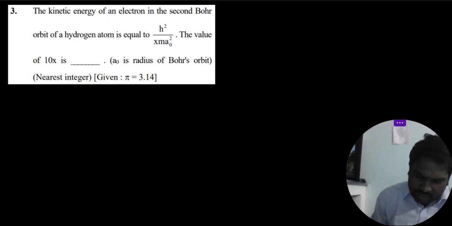Now here a naught is the Bohr's orbit radius. The radius of orbit formula is r equal to 0.529 n square by Z angstroms. Bohr's orbit, its radius is equal to a naught.